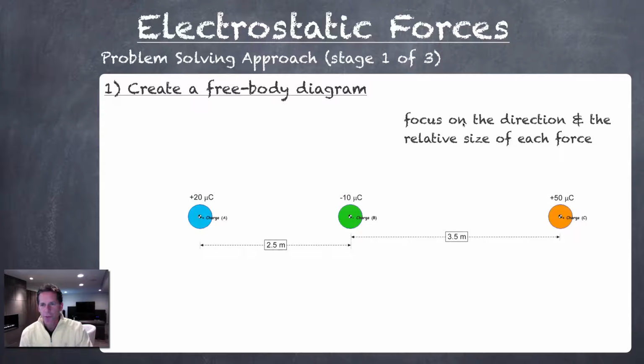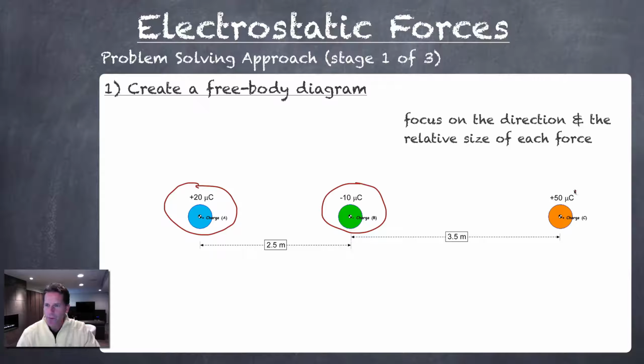So the situation we'll work with first will be a one-dimensional situation where we've got 3 charges presented to us. So we have a 20 microcoulomb charge, a negative 10 microcoulomb charge, and a 50 microcoulomb charge. And in case it's hard to read on the screen, the first 2 charges are separated by 2.5 meters, and the 2 charges on the right are separated by 3.5 meters.